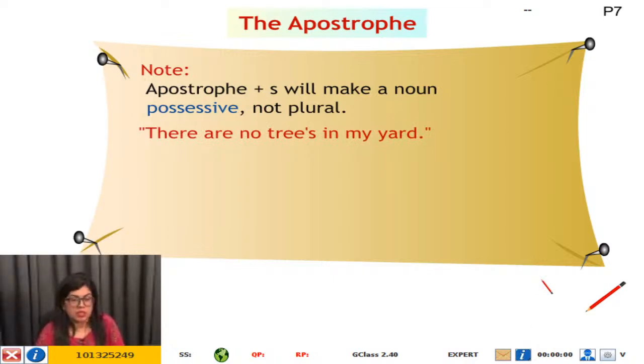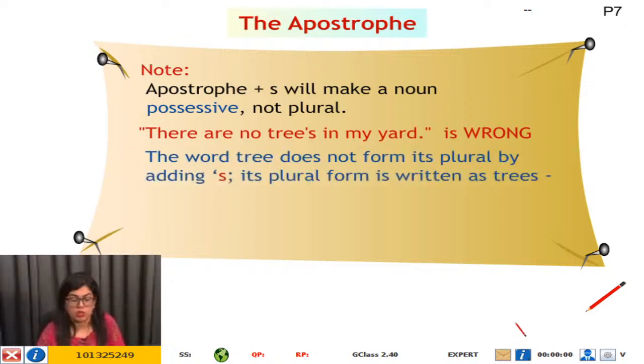There's no trees in my yard. There are no trees in my yard. So this is wrong, it's not correct. Here we are talking about the plural form of tree, so we cannot use an apostrophe. The word tree does not form its plural by adding apostrophe s. Its plural form is written as trees, T-R-E-E-S. Trees.